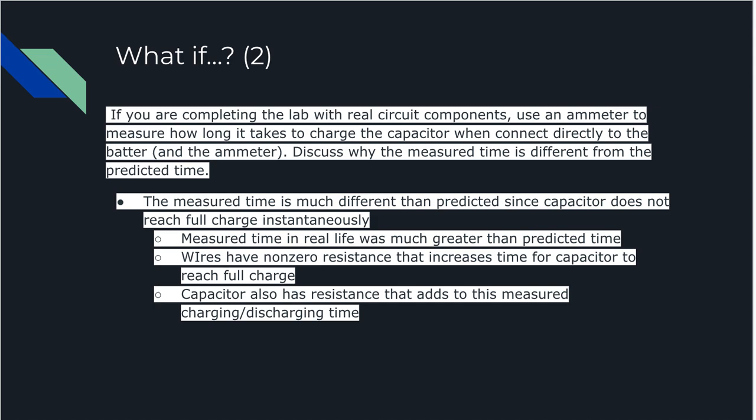So if you're completing the lab with real circuit components using an ammeter to measure how long it takes to charge the capacitor when connected directly to the battery, why is the measured time different? It's because the capacitor does not reach full charge instantaneously, so the measured time in real life was much greater than the predicted time. And the capacitor also has resistance that adds to the measured charging/discharging time.